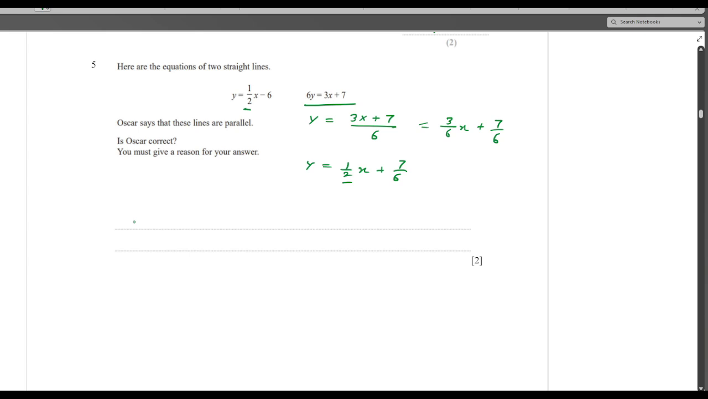So here I will say that slope means gradient. For both lines, the gradient is 1 divided by 2. Therefore, the lines are parallel.